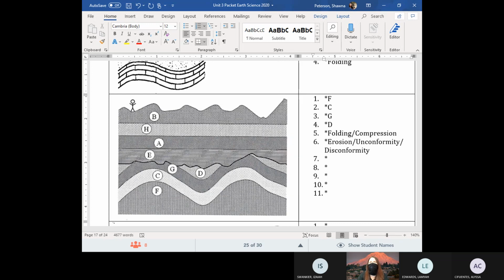Like any of those are totally acceptable. I just usually put erosion because I know erosion means that they got taken away. There's some missing sediment layers there, and it's easier to spell.